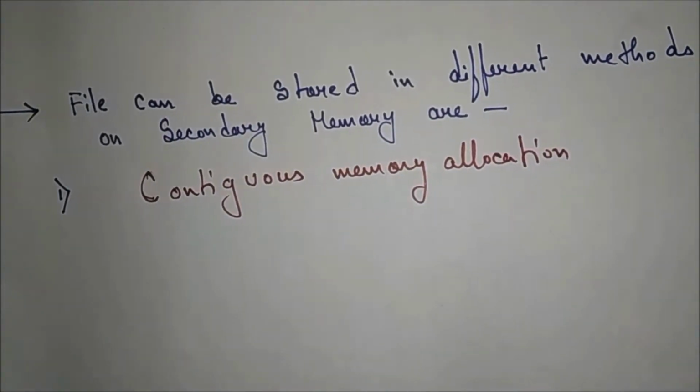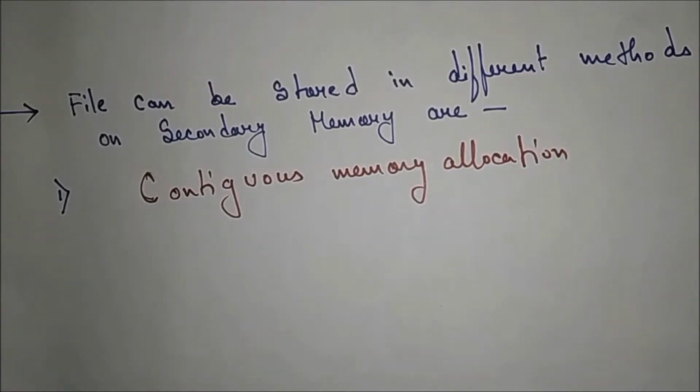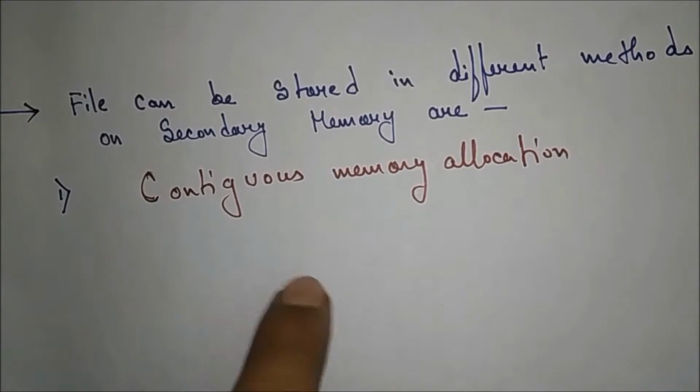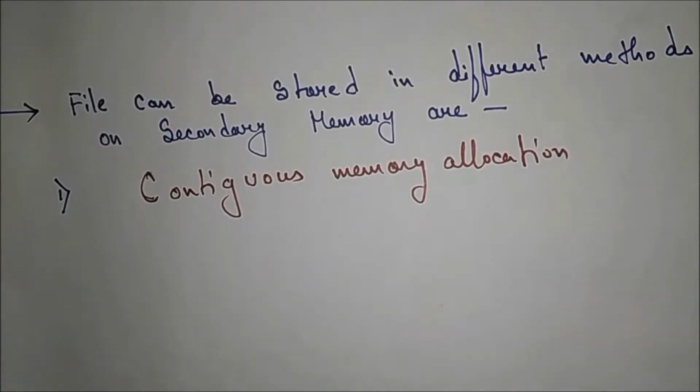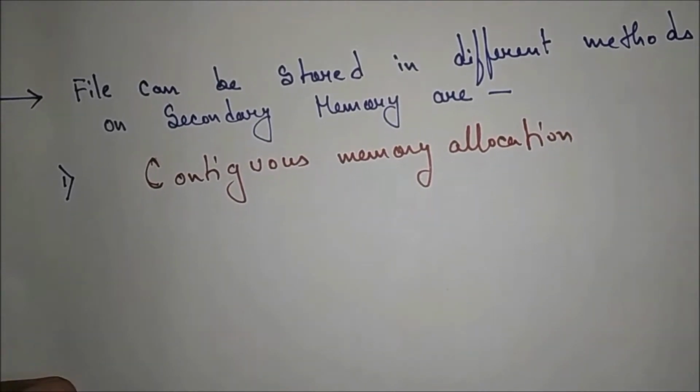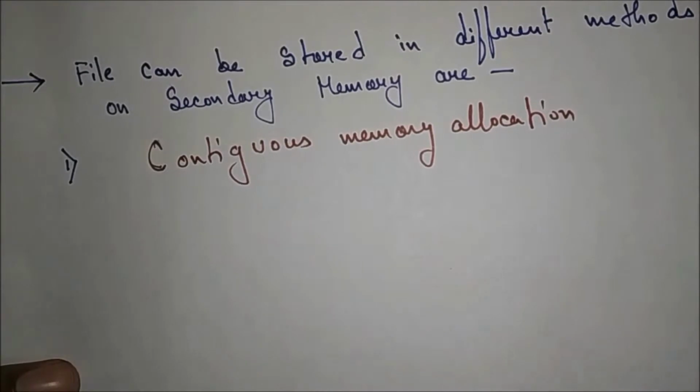We have seen in operating systems what contiguous memory allocation means. Contiguous means we cannot break the process; we have to store the process in a linear fashion. Similar thing applies here: in contiguous memory allocation we are not breaking the file, we are storing it in a contiguous fashion, like an array. We cannot break the file.